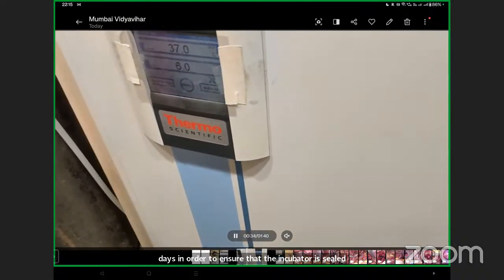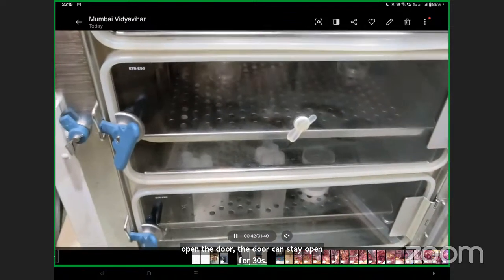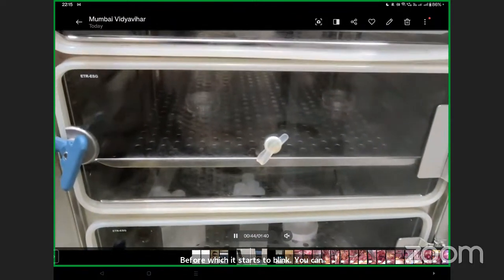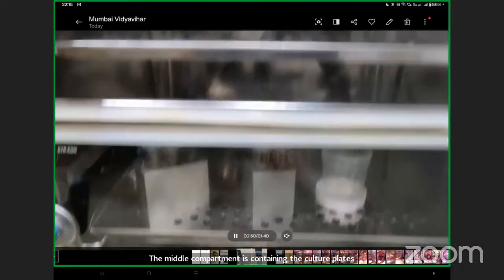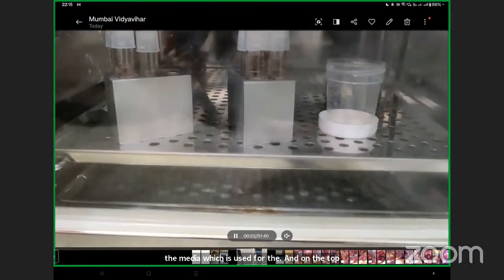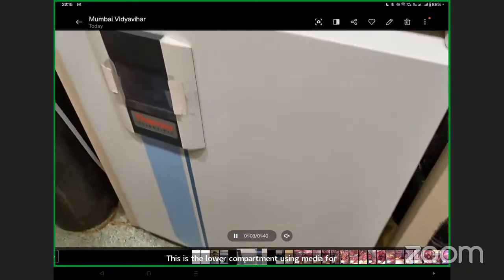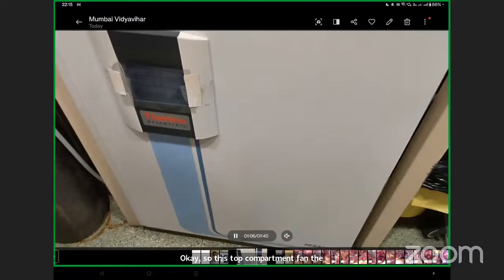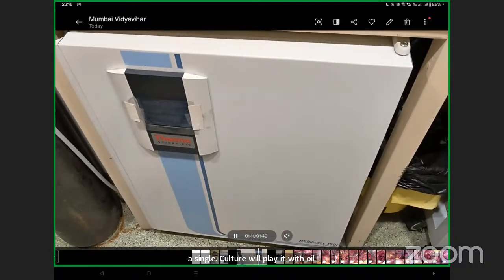All right. Now, this is the most standard incubator. You open the door, it can stay open for 30 seconds before which it starts to blink. You can see the compartments here. It is divided into 3 compartments. The middle compartment contains the culture plates of the patient. The lower compartment has the media which is used for equilibration. And in the top compartment, there is a fan. In this top compartment fan, we usually keep just a single culture well plate with oil inside to absorb the VOCs which may come from the cylinder.